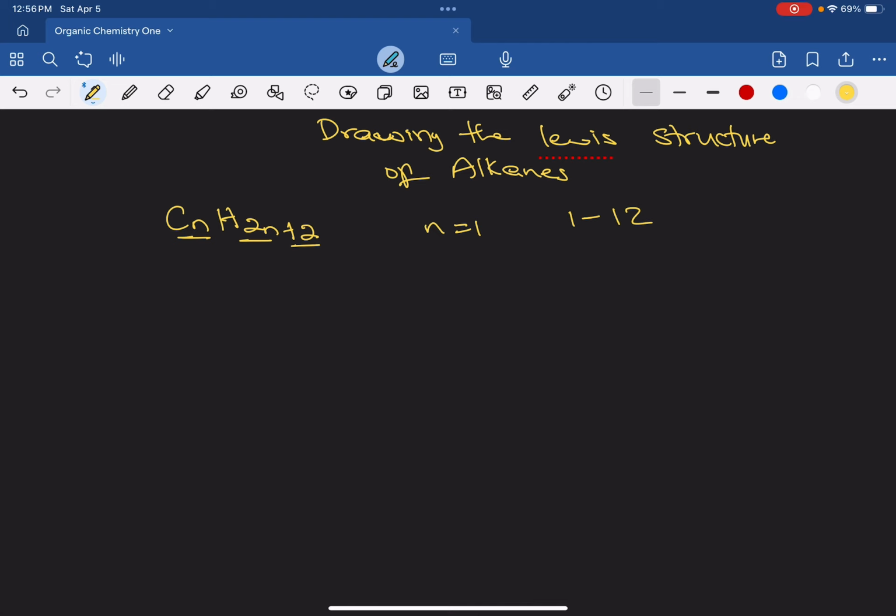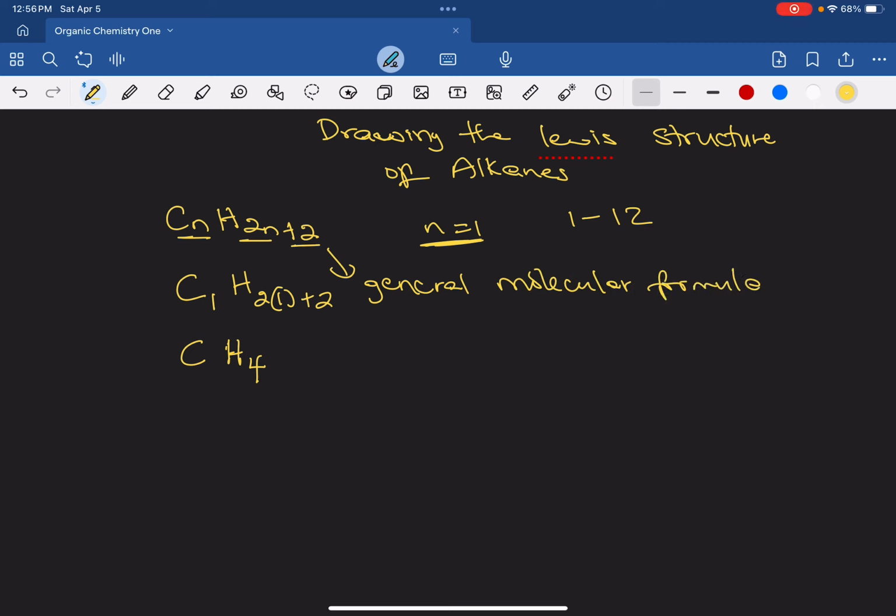So this means that if n equals 1, that's an alkane with one carbon. And if n equals 1, we have 2 multiplied by 1, plus 2. So an alkane with one carbon has 2 times 1, 2, plus 2, 4 hydrogens, right? So CnH2n+2, that's the general molecular formula for an alkane. That's important to remember, and it comes up a lot when drawing structures or naming.